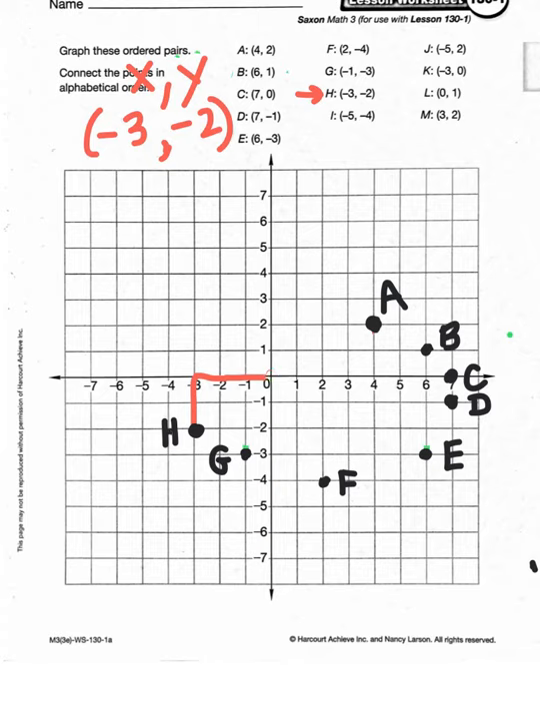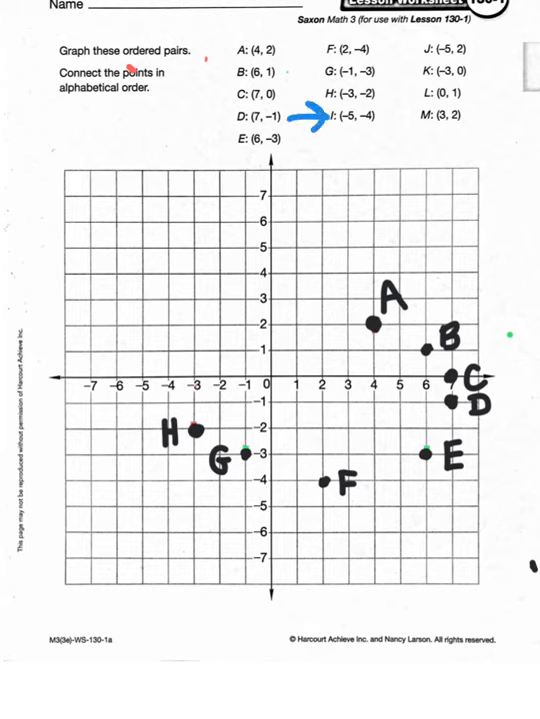Now we're getting a shape. Interesting. Let's do I. We only have a few more to do, don't we? Okay, now for letter I, it says -5, -4. And that's x, y. So we always start at our origin. And let's see, do we go left or right for -5? Left. 1, 2, 3, 4, 5.